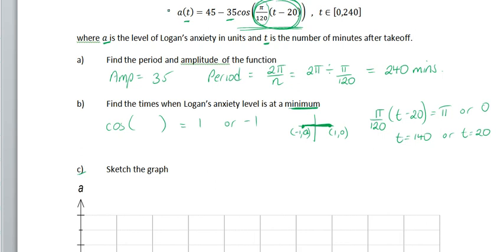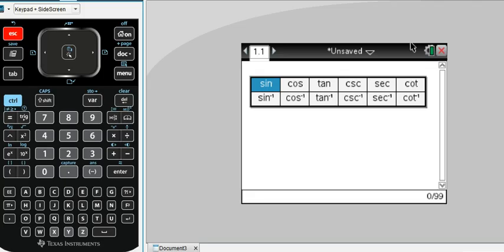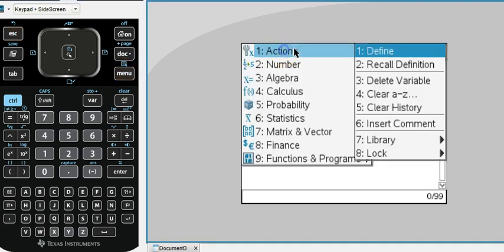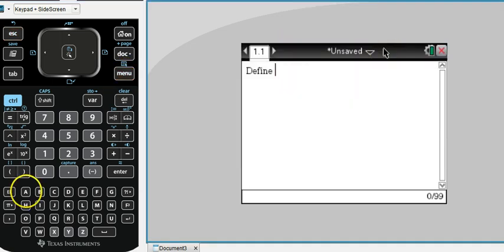Just keep in mind though that in your graphing window of your calculator, it only graphs functions using the variable x. So in this particular case we have a of t. When we define it, we need to replace that t with an x, just so that the calculator understands it, so that it can actually graph it in the graphing window. So let's hop onto our calculators. So the first thing we're going to do is actually define that function. So menu, actions, define, and then type in the rule.